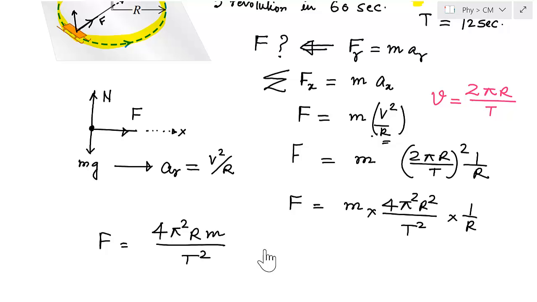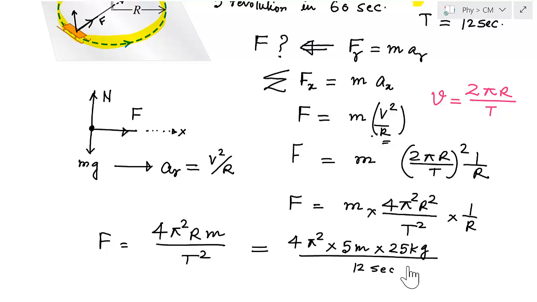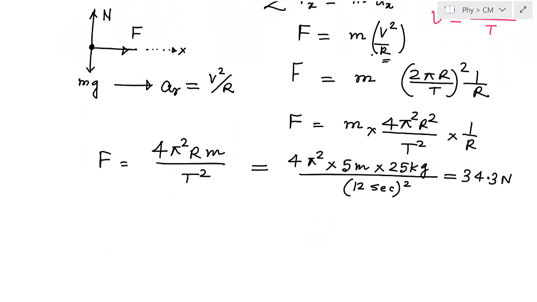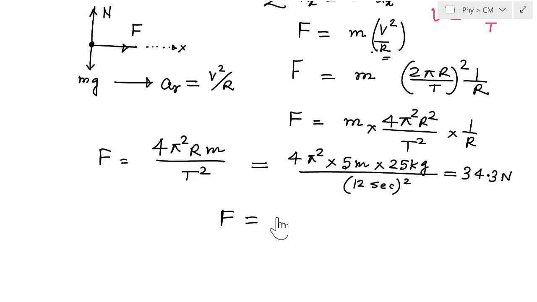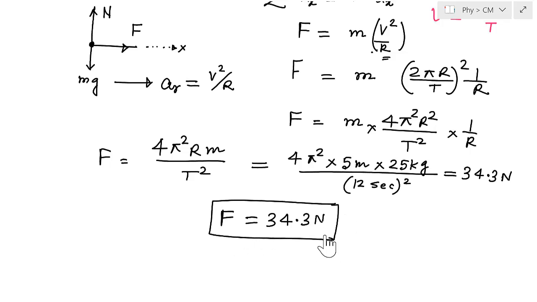So let us plug in all these values to calculate the numerical value. This is 4 pi square, and the radius is 5 meters, and the mass is 25 kg, and the time is 12 seconds. So if you plug in all these values and calculate, this will come to 34.3 Newton. So in this problem, I can say the rope is applying a force of 34.3 Newton, and by this force, this sled is moving in uniform circular motion.